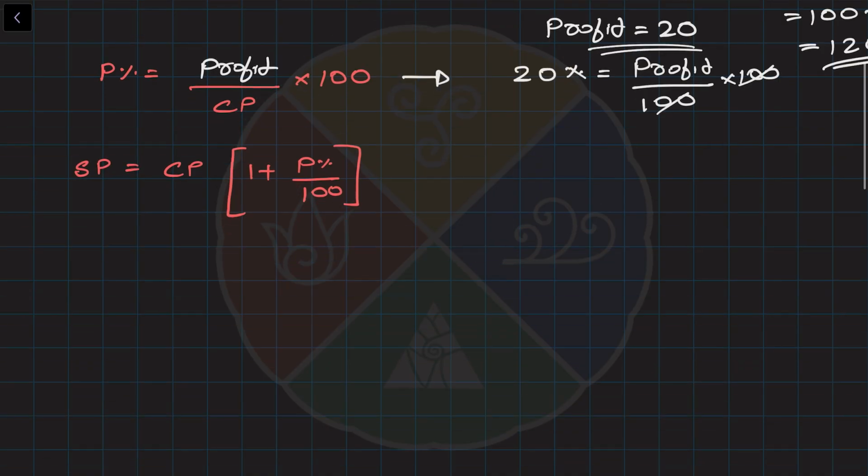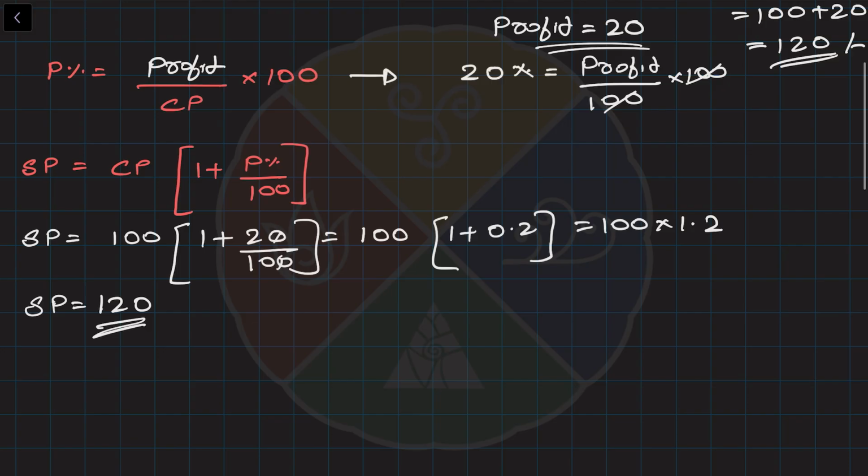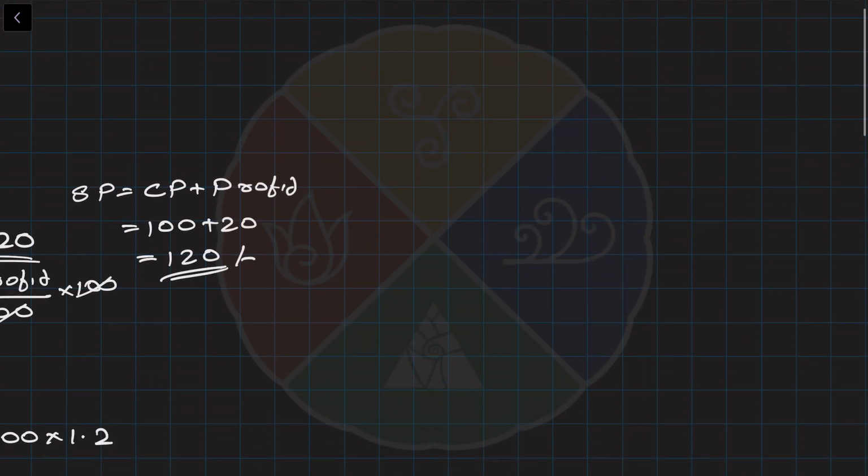According to the second formula also, this will work the same way. Selling price is equal to, assuming cost price is 100 rupees, 100 into 1 plus 20 by 100. Solving this, simply 1 plus 0.2, that is 100 into 1.2, basically gives you a selling price of 120 rupees. So in any case, what we just figured out is that we are assuming the cost price is 100 rupees, and the selling price is 120 rupees. Yes, 120 rupees.